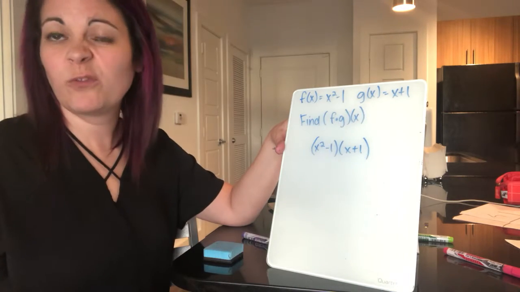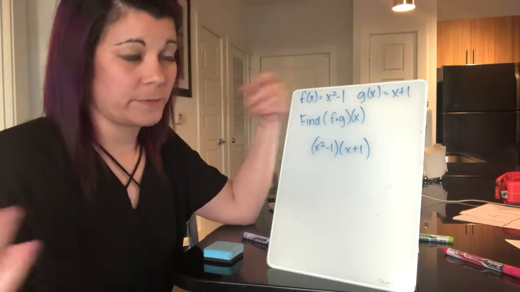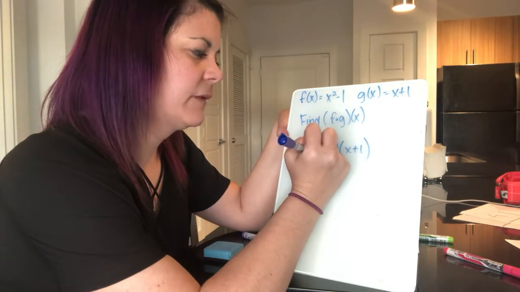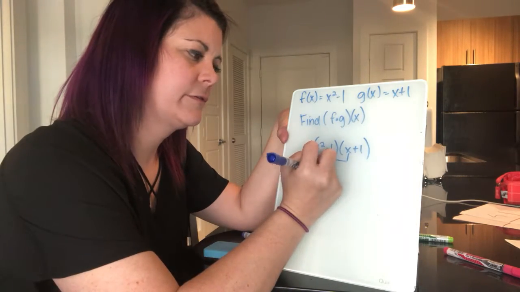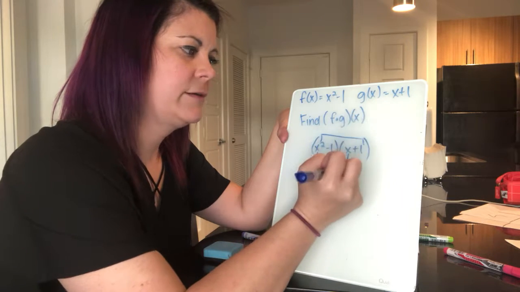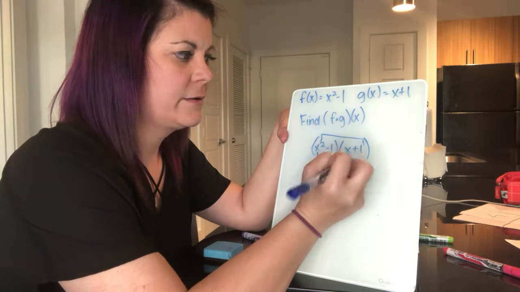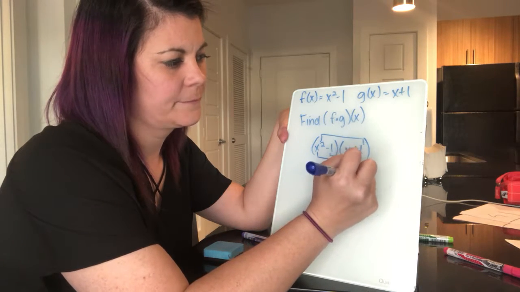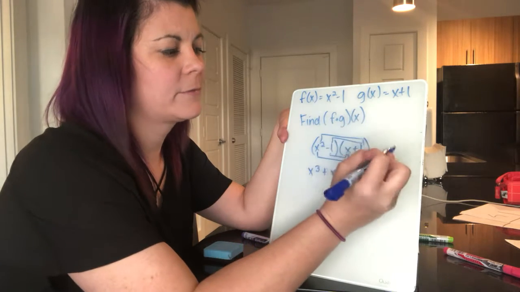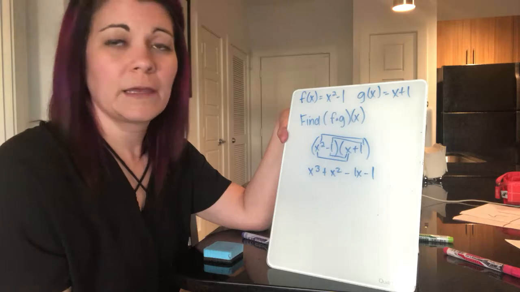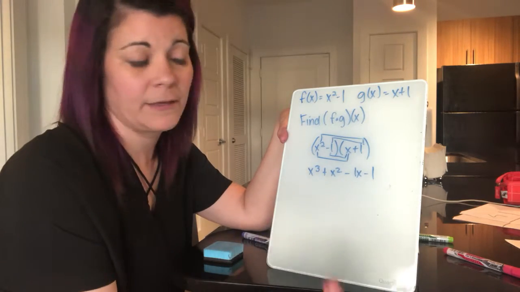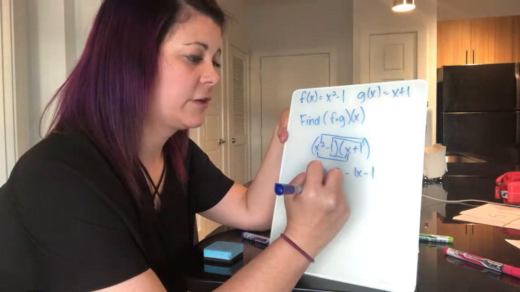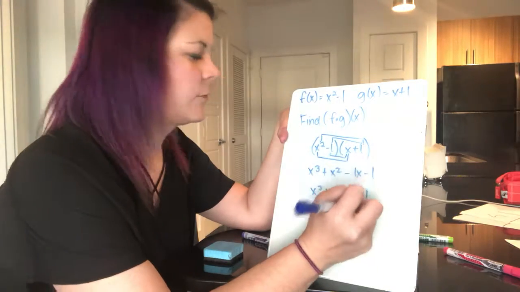And then you just have to do FOIL. If you don't know how to do FOIL, watch one of my videos and it will explain FOIL to you. So x squared times x is x cubed. X squared times 1 is x squared. Negative 1 times x is negative x. And negative 1 times positive 1 is minus 1. And then you see if you can combine anything. There's nothing we can combine. Nothing's like terms. So it is just this, x cubed plus x squared minus x minus 1.